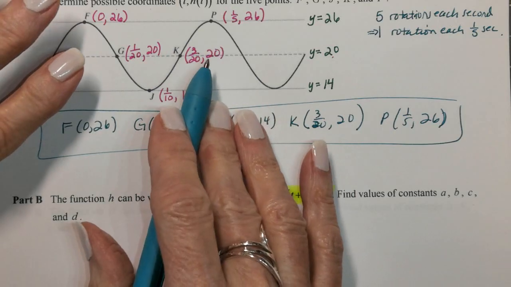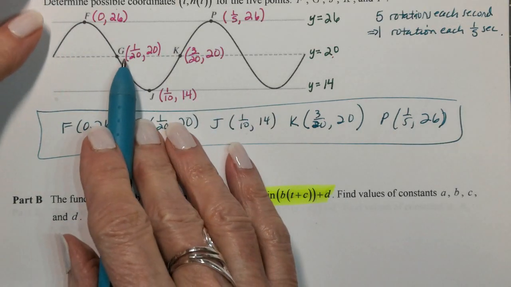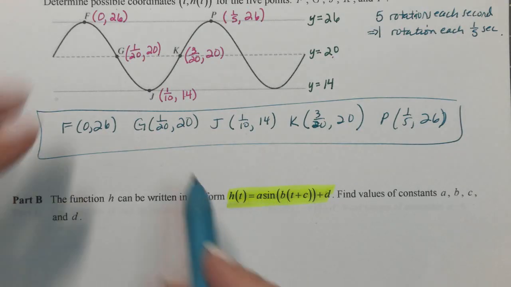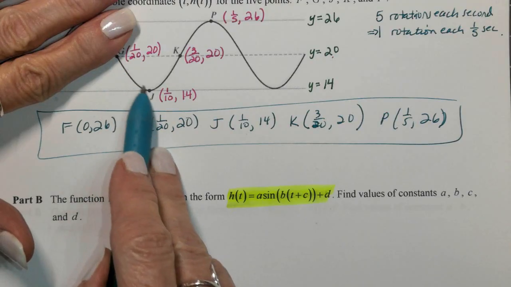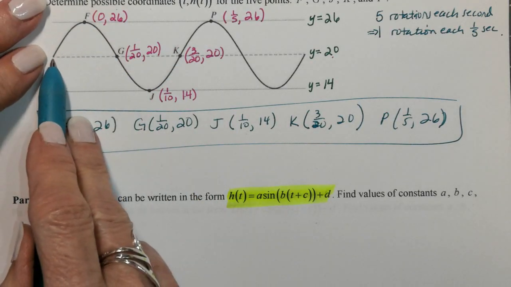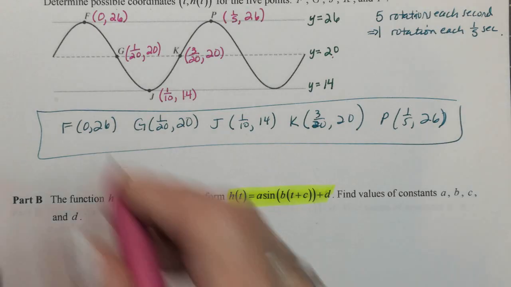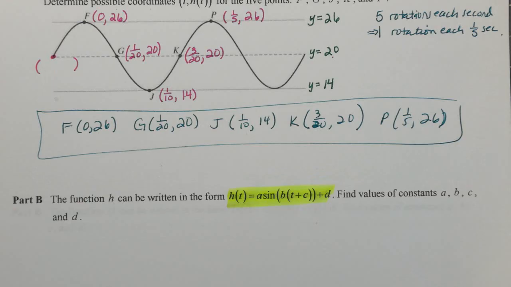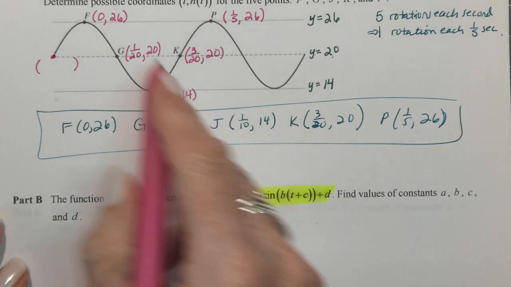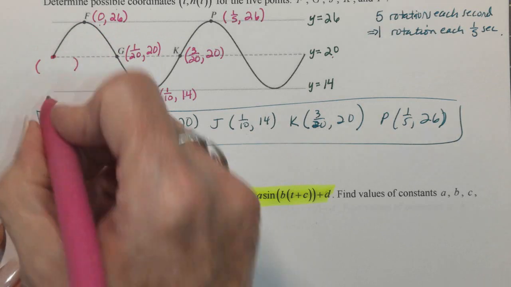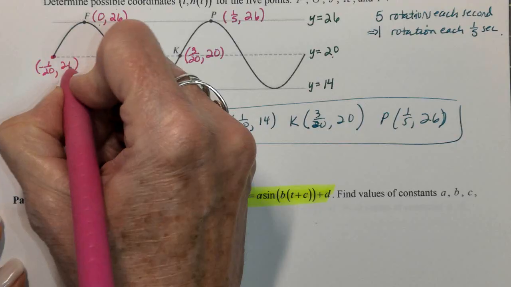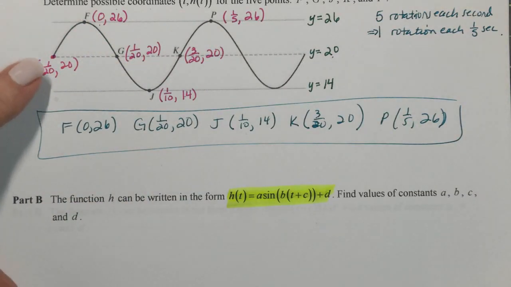I have some choices, but I prefer to deal with a positive sine rather than a negative sine curve. If I start at G, it would be a negative sine curve. I prefer to start over here. So either way would be fine, but I'm going to name another point. Going backwards from 0, this would be negative 1 over 20, and the y-coordinate is 20. So that's my starting point for this sine equation.